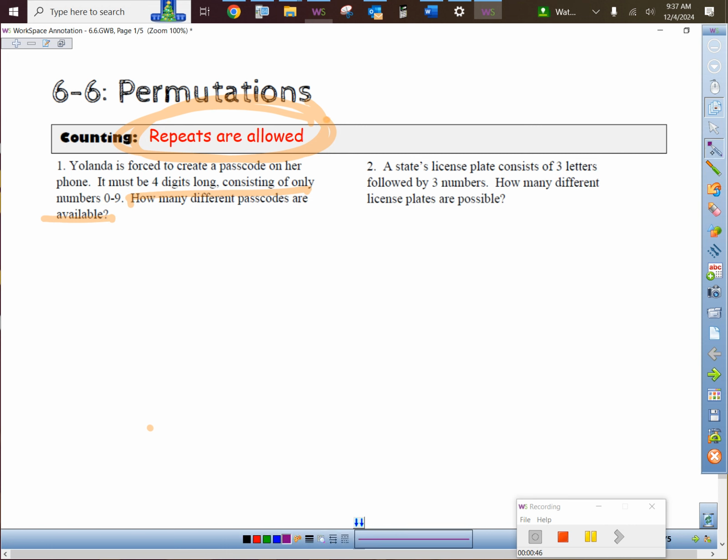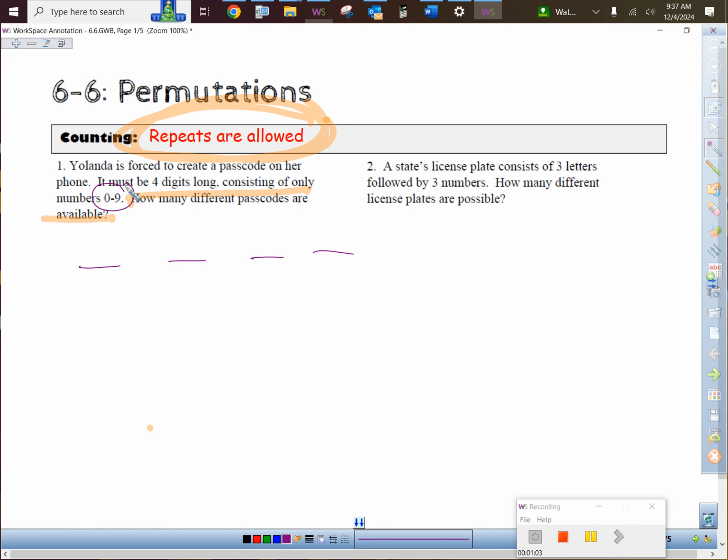Here's how we'll make this easy. We're going to draw blanks. How many digits is her passcode? 4 digits, 4 blanks. These have to be numbers 0 through 9. Don't get tricked. There are 10 numbers there: 1, 2, 3, 4, 5, 6, 7, 8, 9, and who's the 10th one? 0. Are you with me that there's actually 10 numbers?